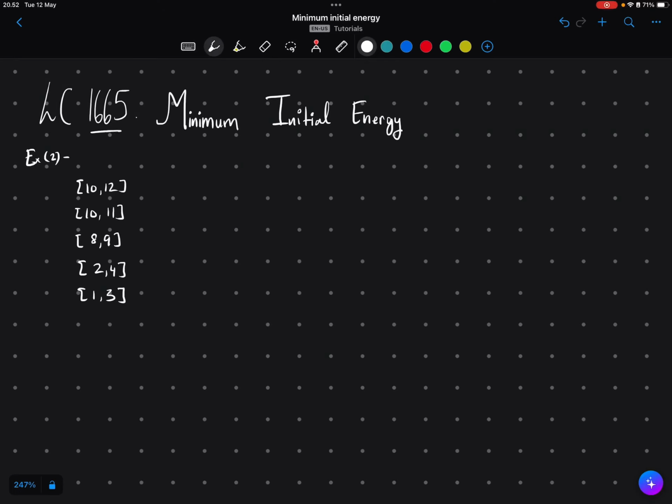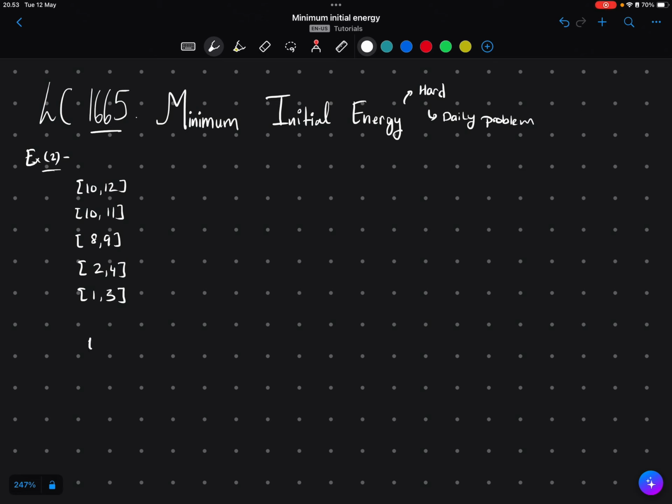Hey guys, today we'll be solving LeetCode number 1665, minimum initial energy. The question is a hard question and it is also the daily problem of today. I've already written out the example over here, but I've done something different to the example itself. The way I've written it out is not in the same order as the one in the example given. So first, before I explain anything, what is the question?